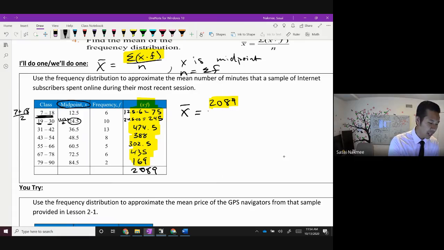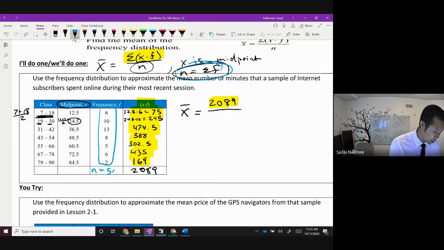The last part I need now is what it's dividing by, and what it's dividing by is n. I have to remember that n is equal to the sum of the frequency, and that's going to be right down here. N is equal to the sum of all of these numbers, and if I add them up, I find out that the sum is equal to 50. Kind of like our weights that we did earlier, except now it's just this number. So this is all going to be divided by 50. My average is equal to 2,089 divided by 50.